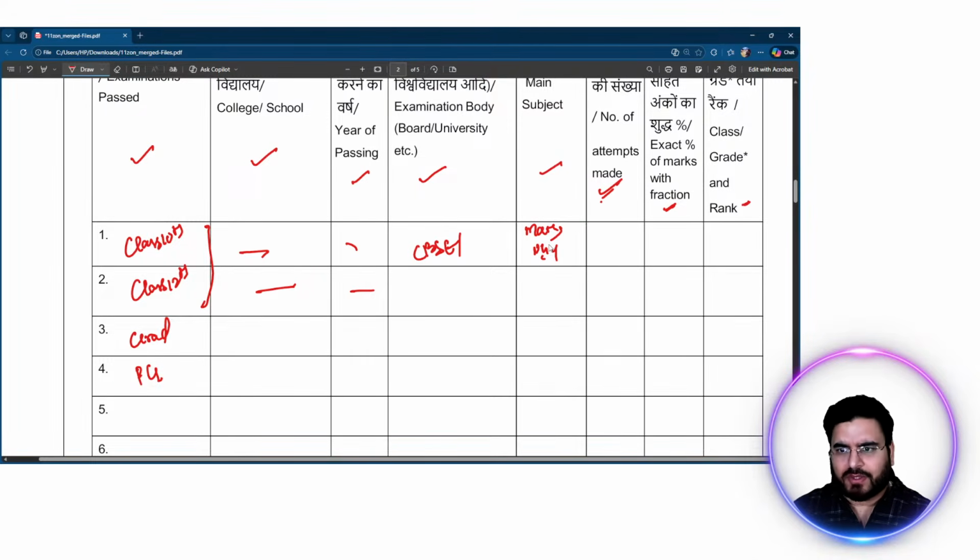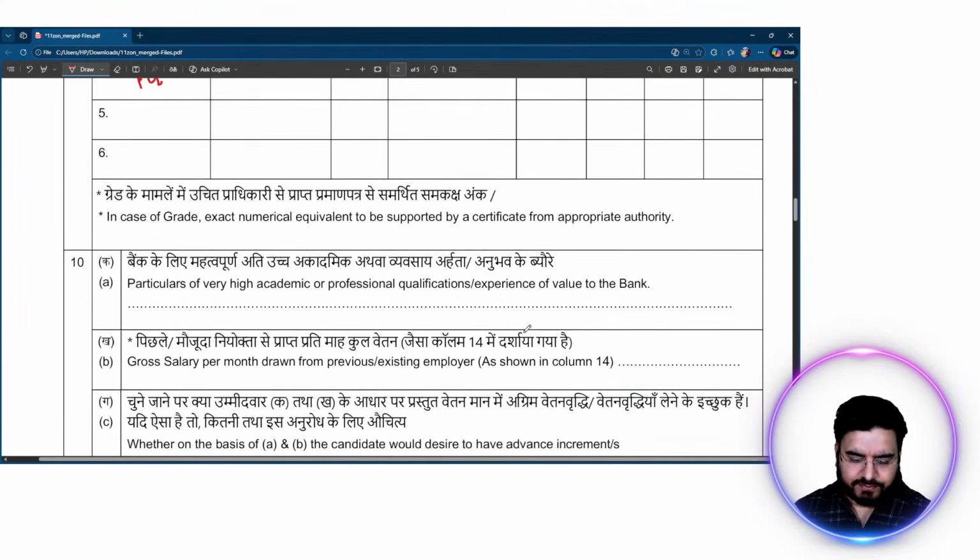So try to write it small, okay? And if you have passed in one attempt, please mention that. If you have any kind of supplementary, you can also mention that, okay? Let's say if I passed in 2 attempts, but I believe everyone should have passed in one attempt only, so please write one here, got it? Chalo.